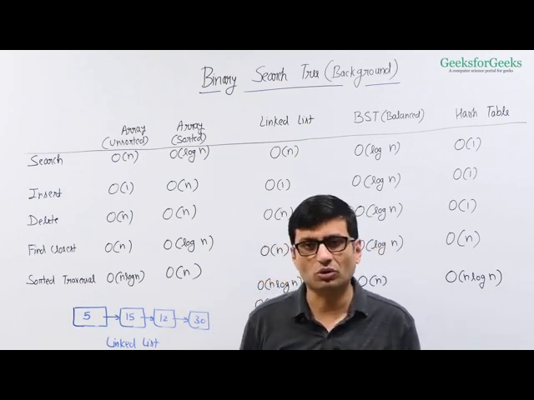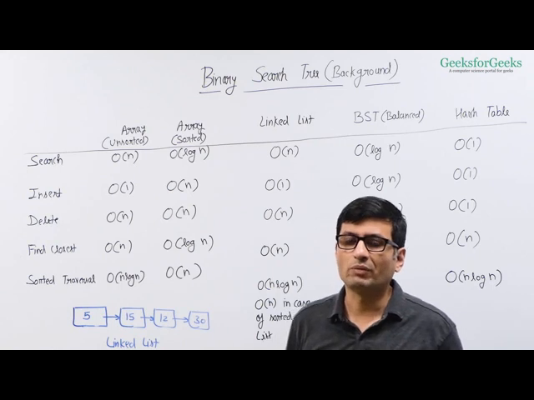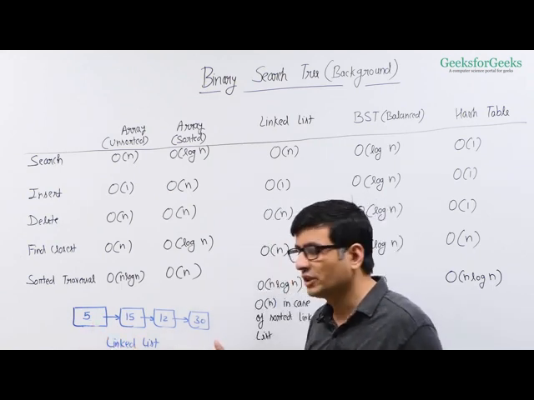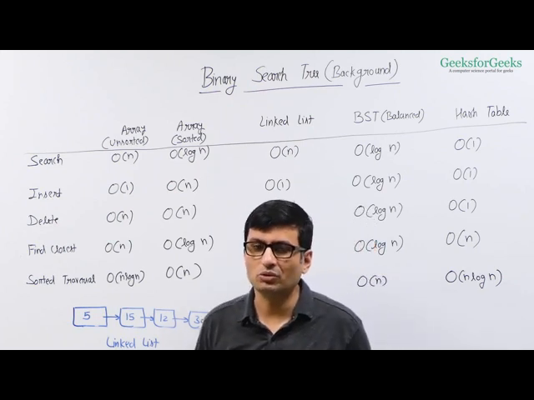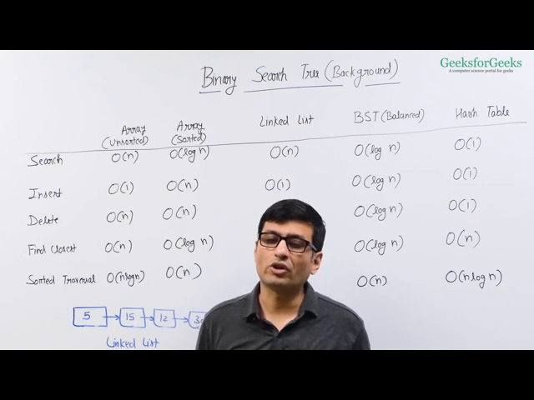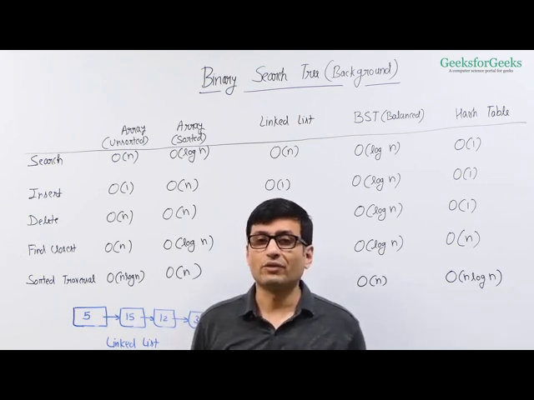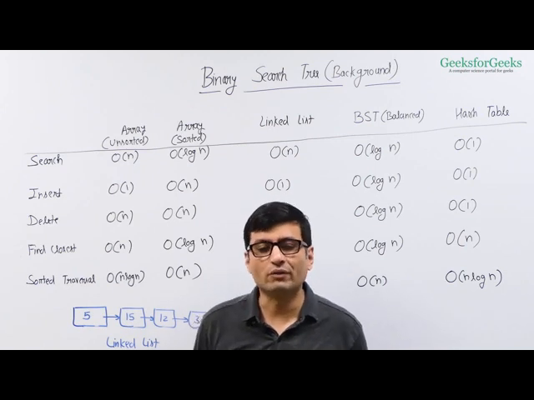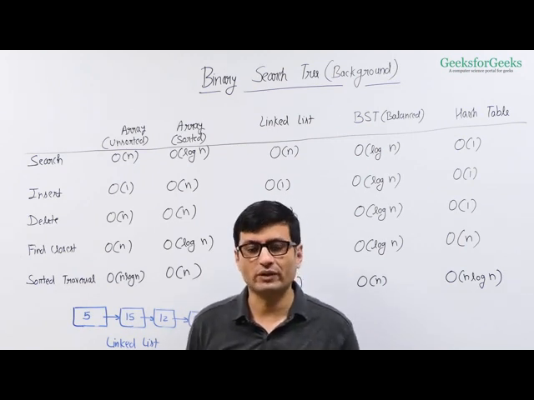We can do insert both ways in big O of 1 time. Now, what about deletion? Deletion is again big O of n because we'll have to traverse through the list and find the item and then we'll have to remove it. Closest value is also big O of n. Sorted traversal, if your linked list is maintained in sorted order, then sorted traversal is big O of n. Otherwise, it's going to be big O of n log n.